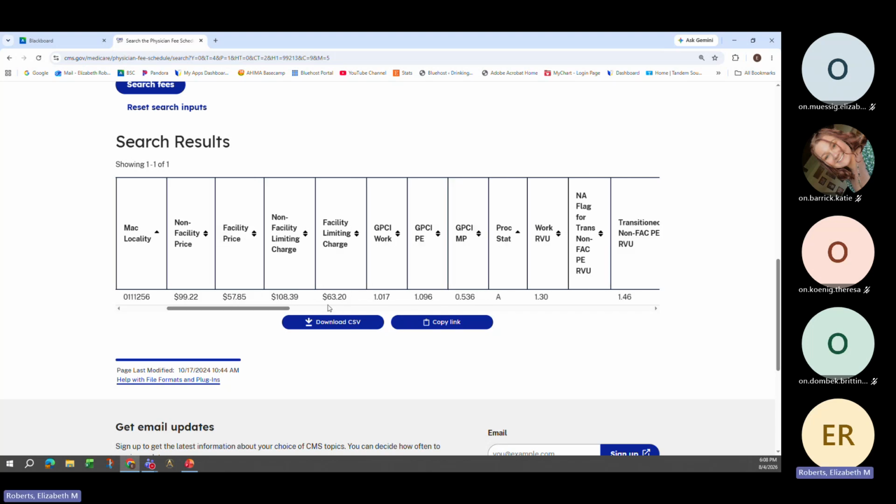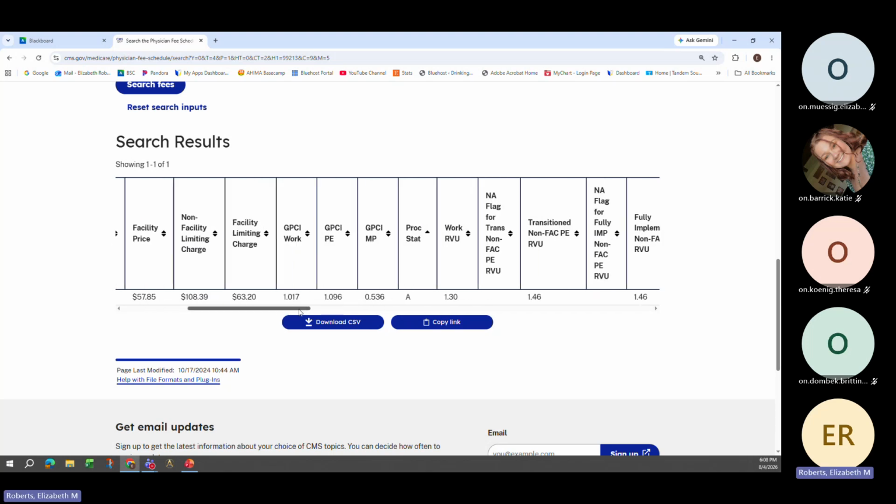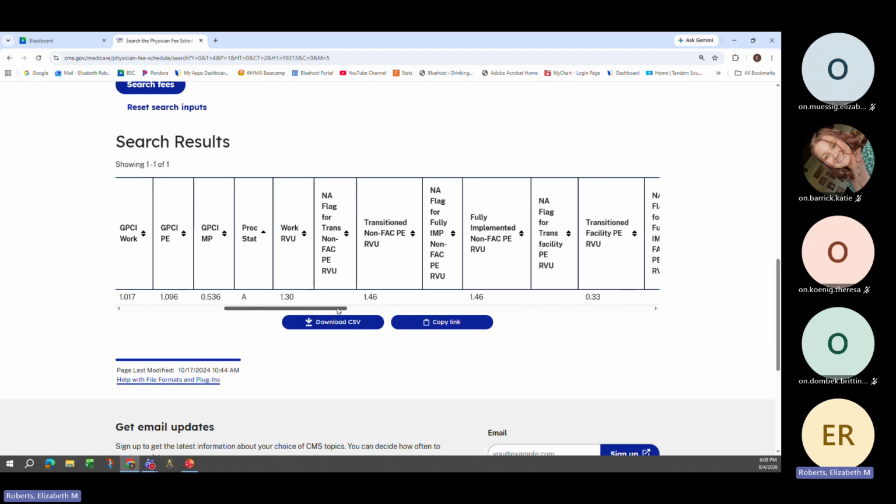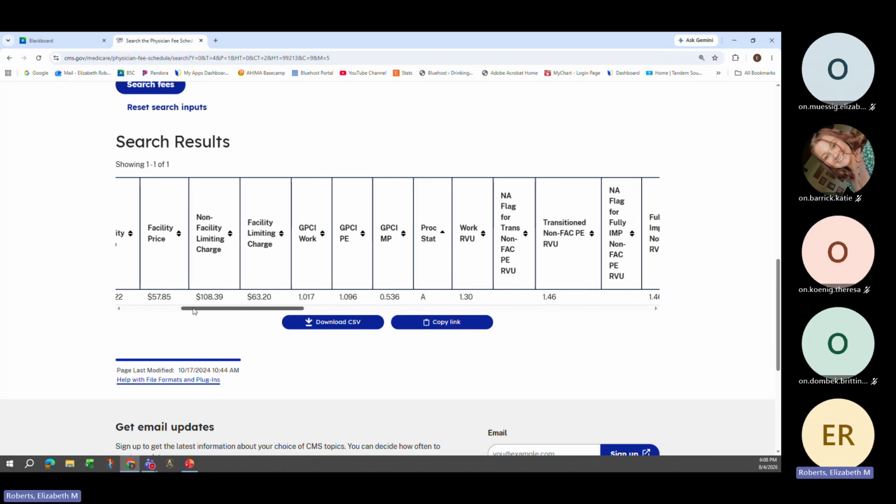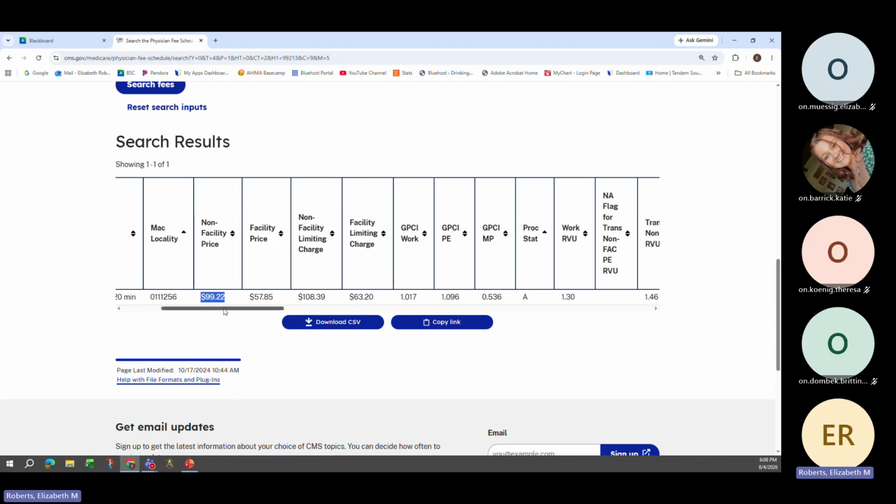We don't have enough time to go through all of these limiting charges, right? So GPCIs, physical practice expense, malpractice, all that fun stuff. So all of this is an interesting insight into all of the little teeny tiny minute calculations that go into determining how much Medicare will pay for a specific procedure. So the total price, they're going to pay $99.22 for Fresno, California.